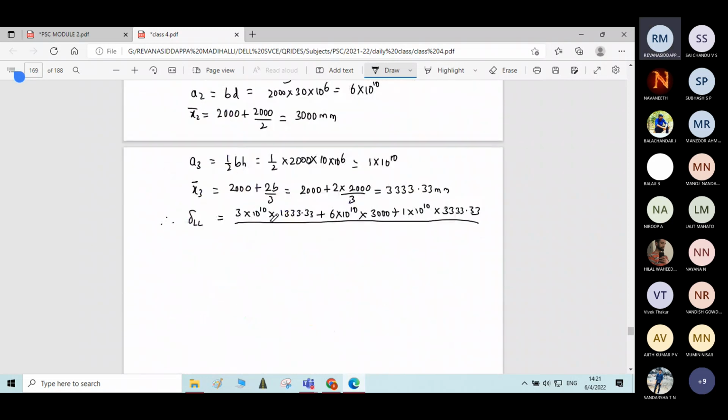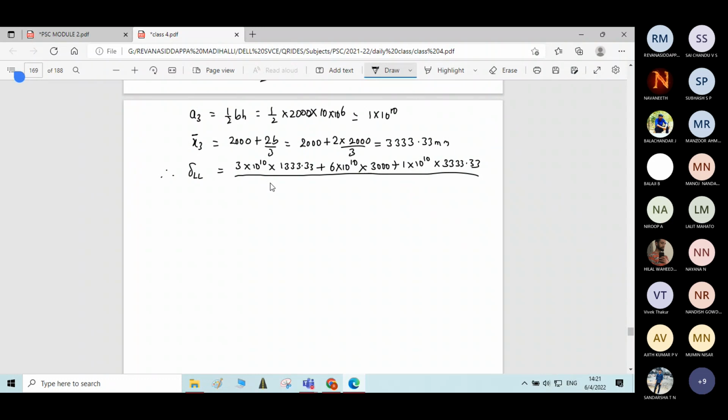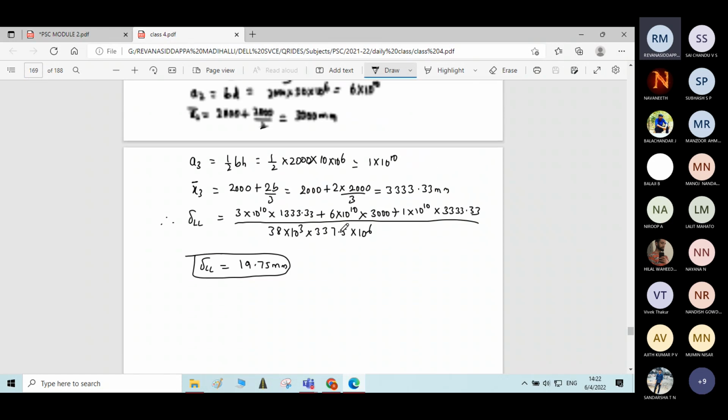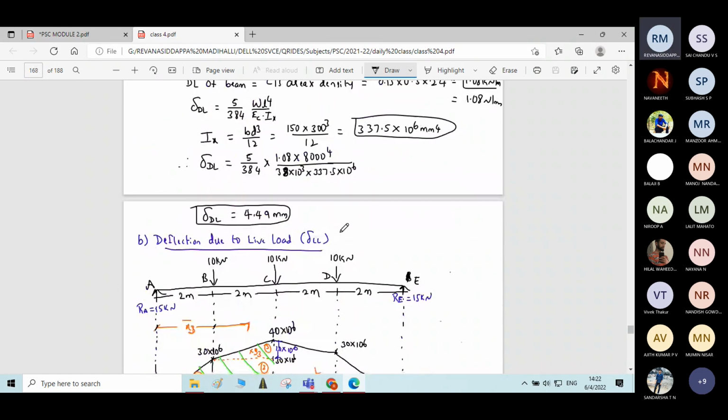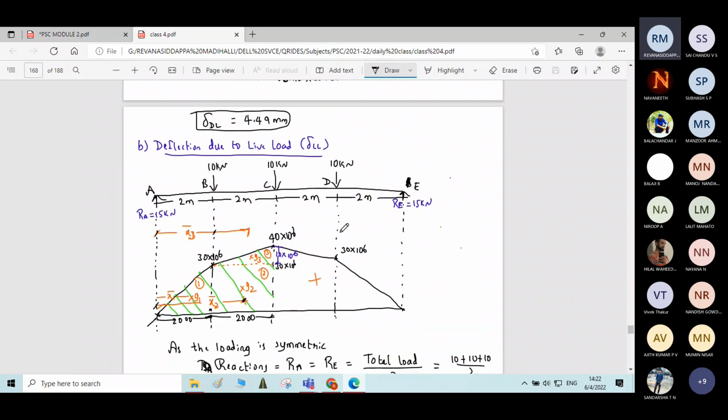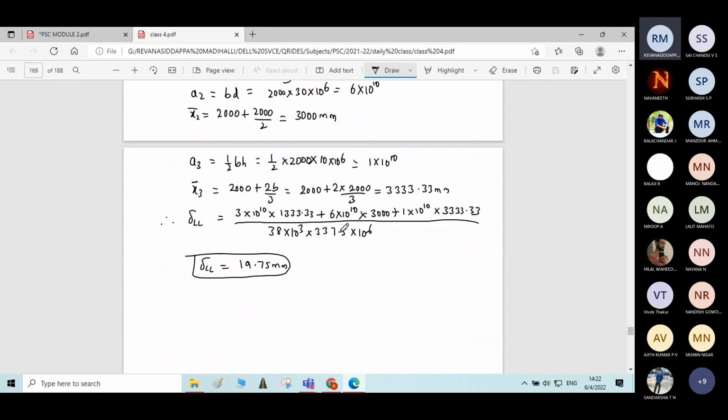So here 38 into 10 power 3 into 337.5 into 10 power 6. By this you will get the deflection due to live load. How much you will get is 19.75 millimeter. Now we have determined the deflection due to dead load, that is 4.49 millimeter. We have also determined the deflection due to live load. We got it as 19.75 mm.